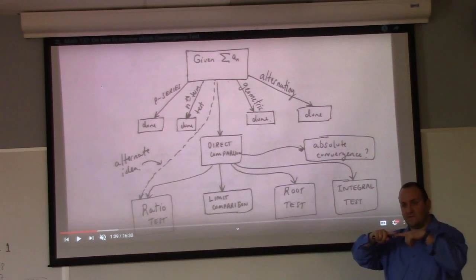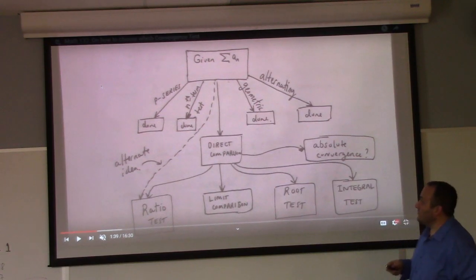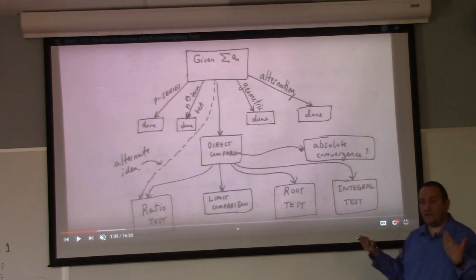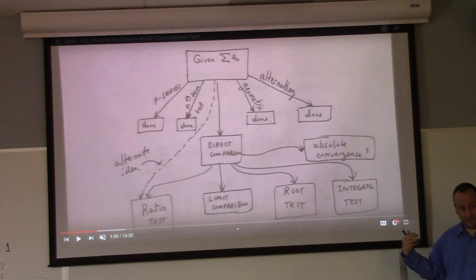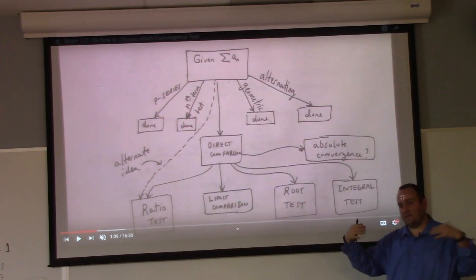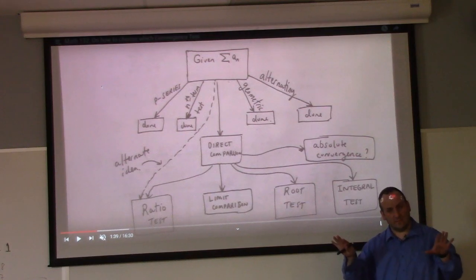Is it a p-series? Is it geometric? Does the nth term test rule it out? All of those are first-level, basic attacks to solve the problem. I'm thinking about all of those simultaneously: p-series, nth term test, geometric, also alternating. If it's alternating, you can usually just see it. If any of those methods settle the question, you're done.